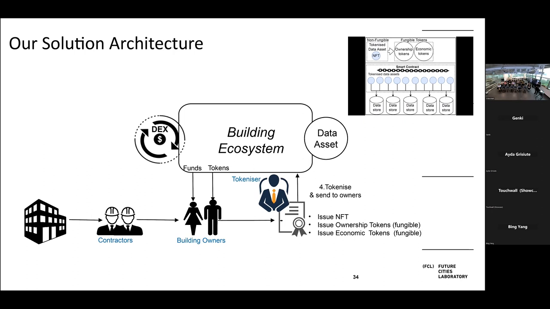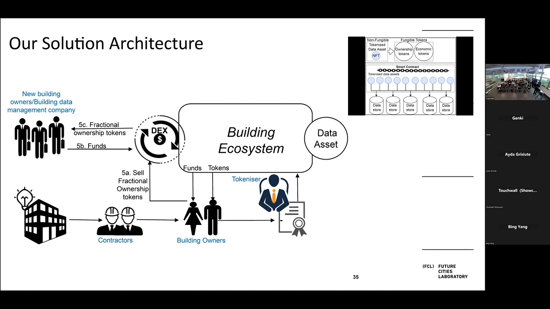So that's step four. For each NFT issued, there's a specific number of ownership and economic tokens also minted along with it. And then the next step. Once the tokenizer mints it, these tokens are sent back to the building owner. And once that is done, the building owner has the economic tokens and ownership tokens with them.